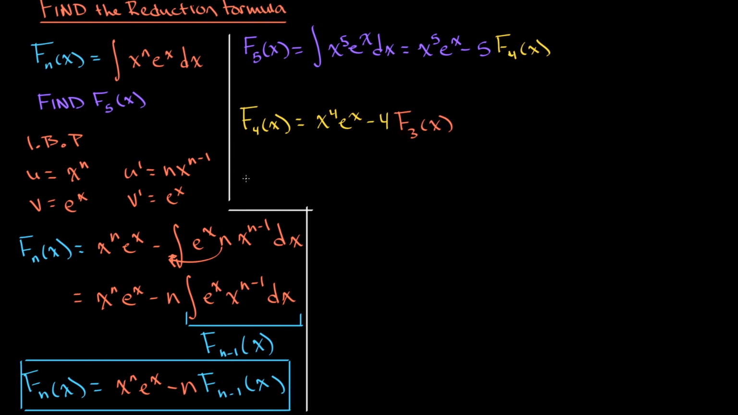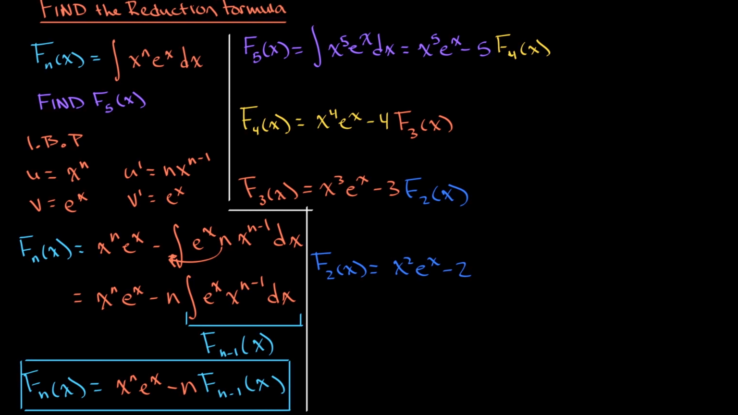All right, moving down again, we have capital F sub 3 of x, and this is equal to x cubed times e to the x minus 3. And then we can go dark blue now. So capital F sub 2 of x. And then we move down again, capital F sub 2 of x. This is equal to x squared times e to the x minus 2.